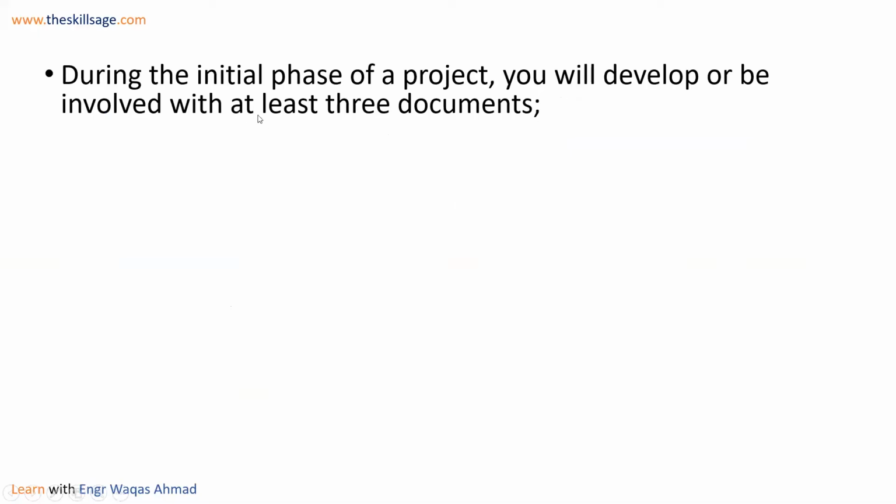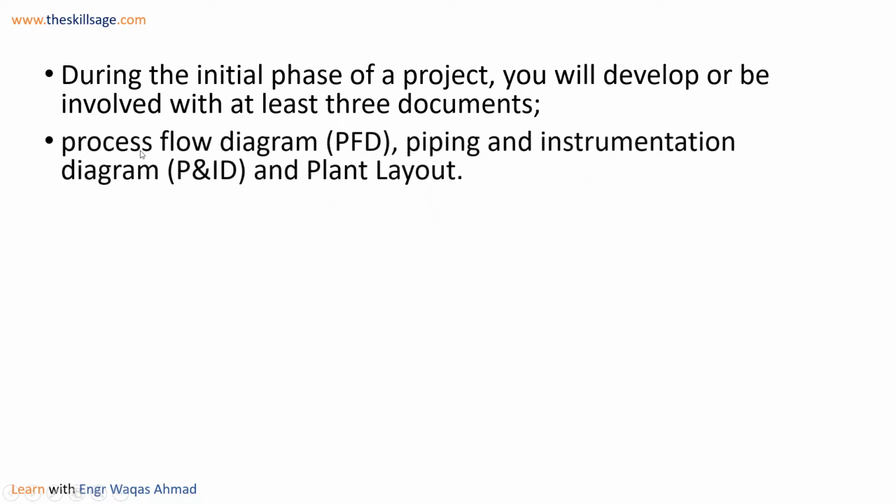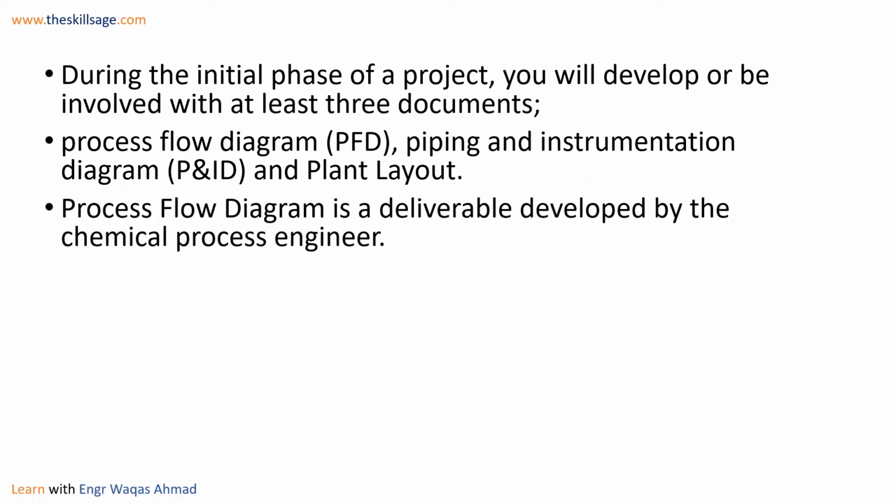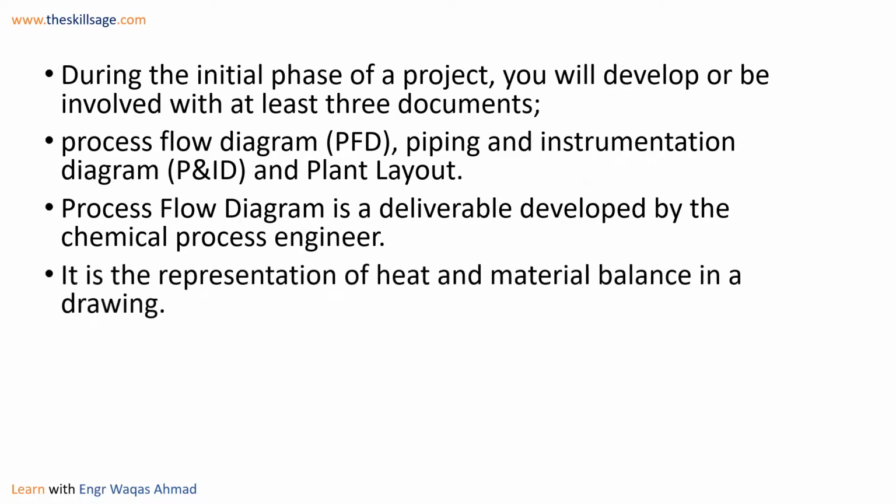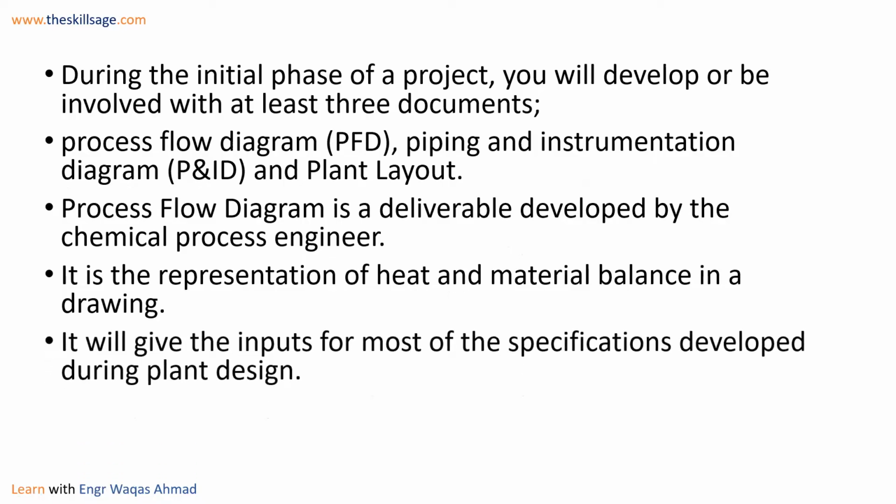You will develop or be involved with at least 3 documents at that time. There is the process flow diagram, which I shared with you people, the piping and instrumentation diagram, P&ID, and the plant layout. These are the 3 important things you have to mention in your designing field. Process flow diagram is a deliverable developed by the chemical process engineer. Actually, this is going to help you understand your plant layout, your dependency of equipment, your functionality of your plant. And it is the representation of heat and material balance in a drawing. It will give the inputs for most of the specifications developed during plant design.